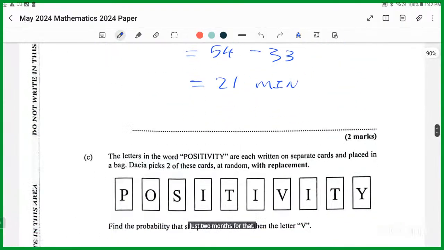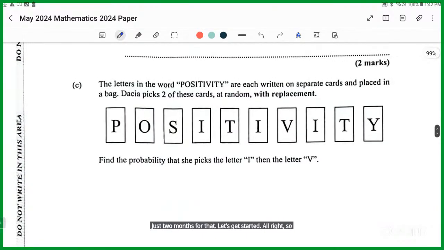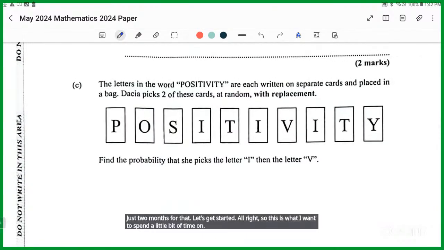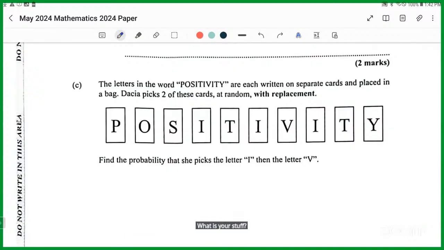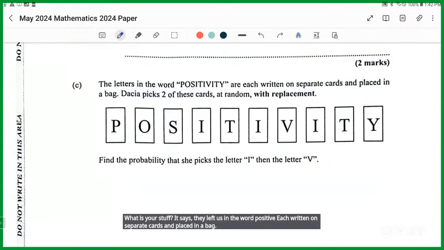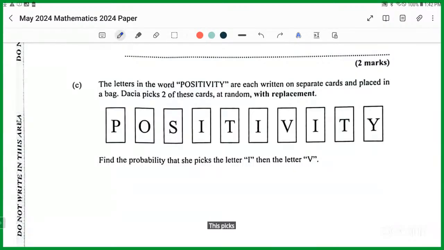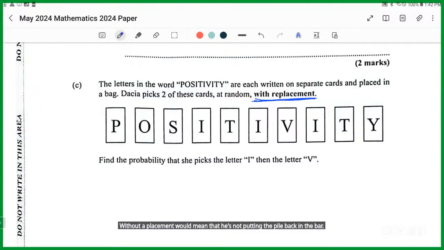Next question. All right, so this is what I want to spend a little bit of time on, and maybe ask a couple additional questions on this. For this question, it says, the letters in the word positivity are each written on separate cards and placed in a bag. Dacia picks 2 of these cards at random, with replacement. So with replacement means that she's putting the cards back in the bag. Without replacement would mean that she's not putting the cards back in the bag. And there's a difference in the result.